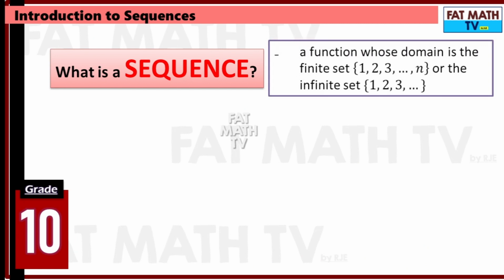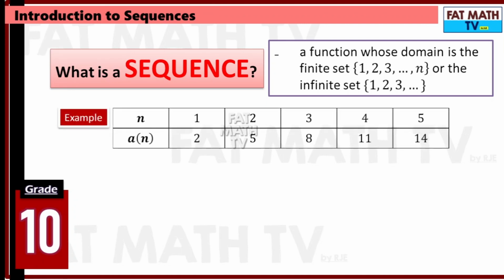What is a sequence? A sequence is a function whose domain is the finite set 1, 2, 3, and so on up to n, or the infinite set 1, 2, 3, and so on. Example, we have here n, which is the domain of the function, 1, 2, 3, 4, 5, and this is the range, 2, 5, 8, 11, and 14. So these are the a of n. So a of 1 is 2, a of 2 is 5, a of 3 is 8, a of 4 is 11, a of 5 is 14.